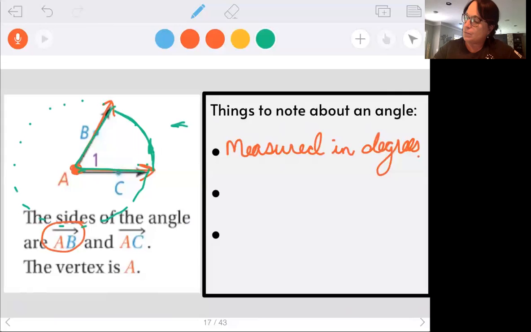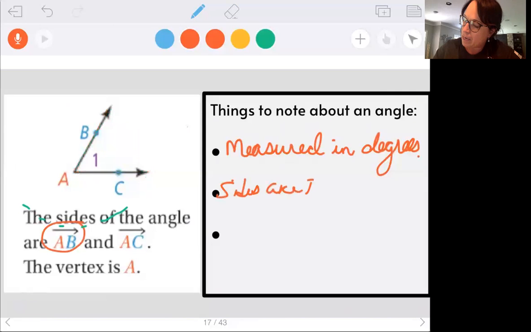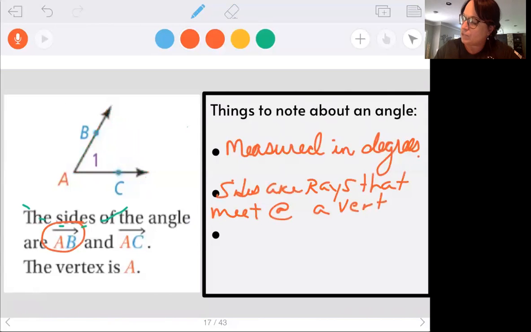All right, what else can we note about an angle? The rays that make it up are the sides, so we already said that, but we should put sides are rays that meet at what we call a vertex. So if I were to ask you, what's the vertex of this angle? You would say point A.